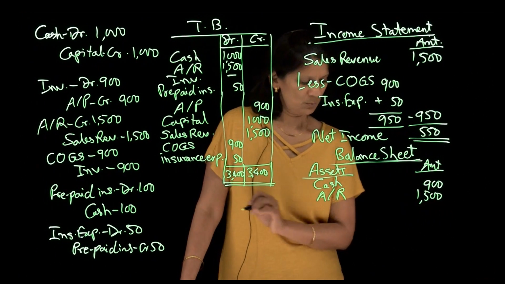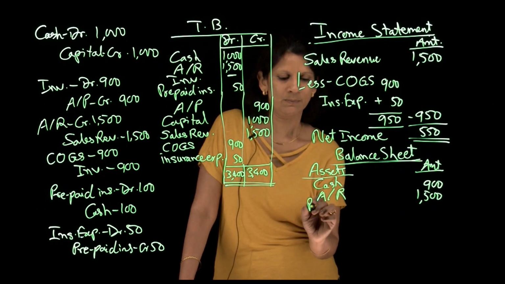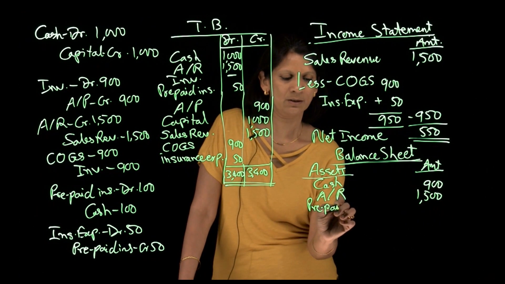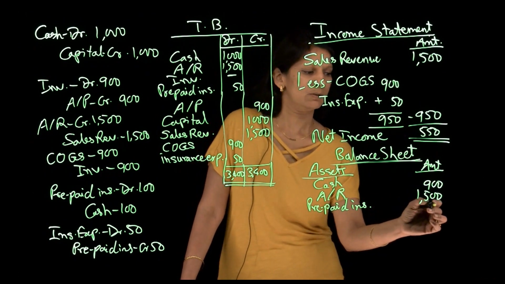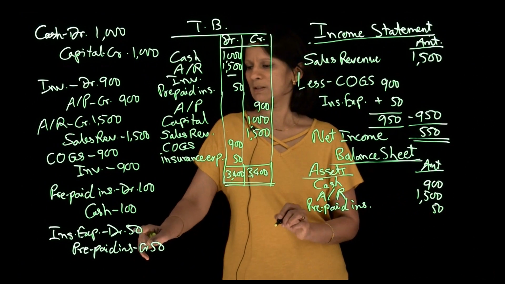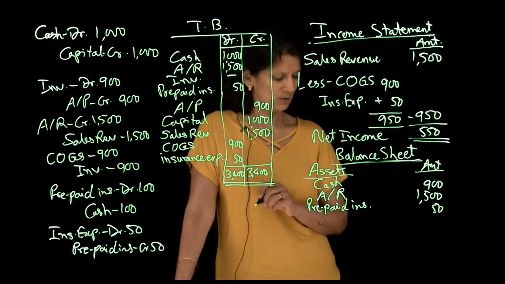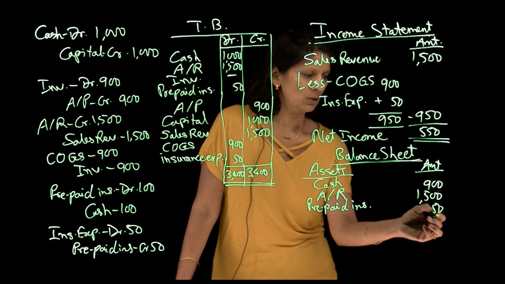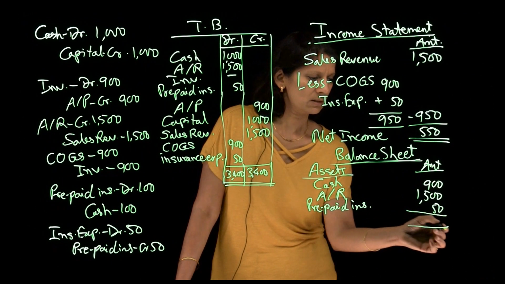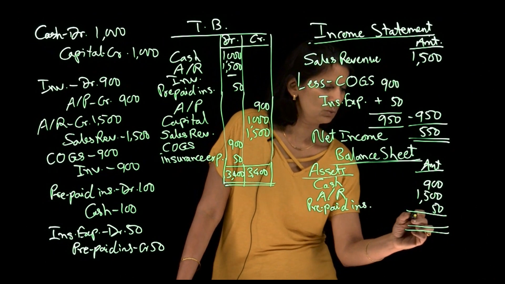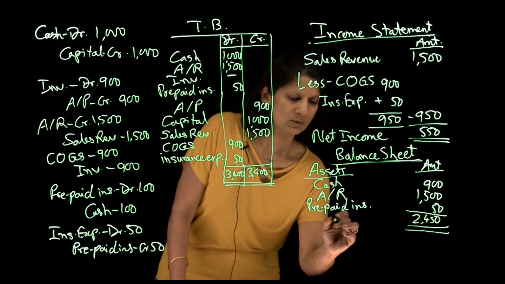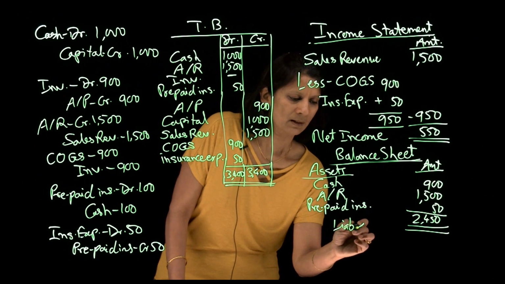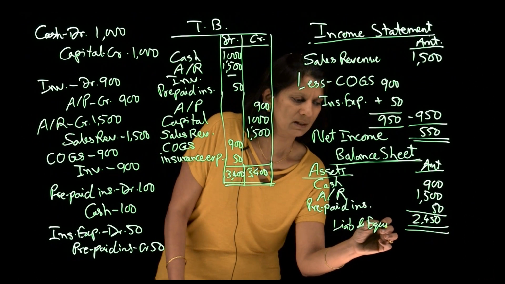They owe me this much money. Then prepaid insurance, I paid ahead of time. So it is my current asset. I paid $50 ahead of time. The remaining $50 got expensed out because the month has expired. So in this way, my assets are worth $2,450. Now let's see whether they match with the liabilities and the equity, which will be the last part of my balance sheet.